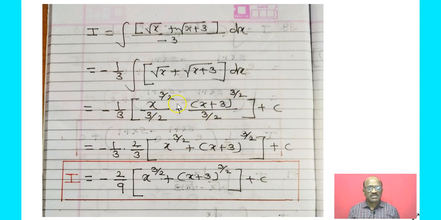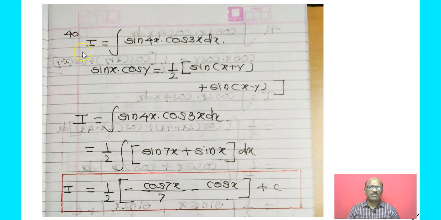Now again it becomes 3 by 2 multiplied, and the reciprocal becomes 2 by 3. Take the 2 by 3 common from these two. And the answer is I is equal to minus 2 upon 9 times (x raised to 3 by 2 plus (x plus 3) raised to 3 by 2) plus c.